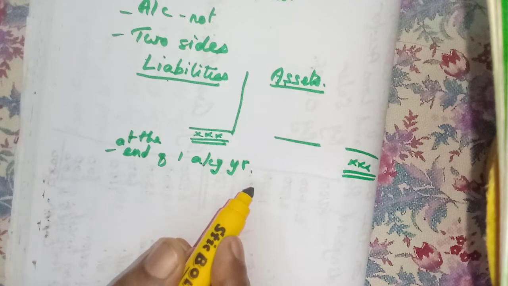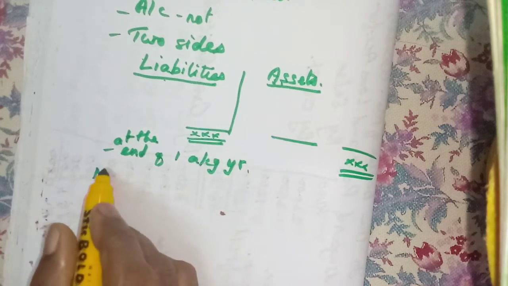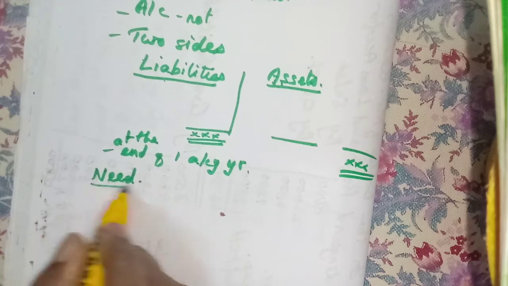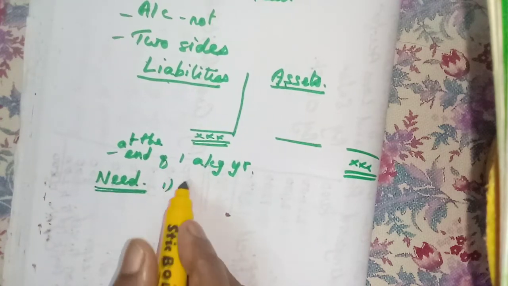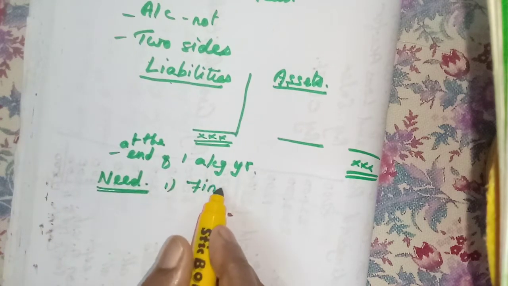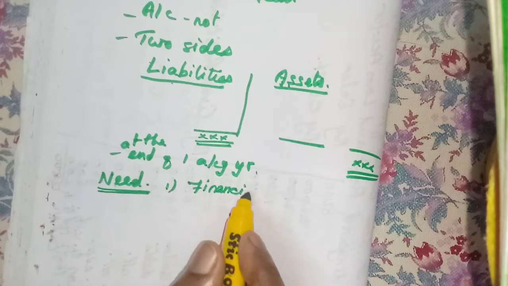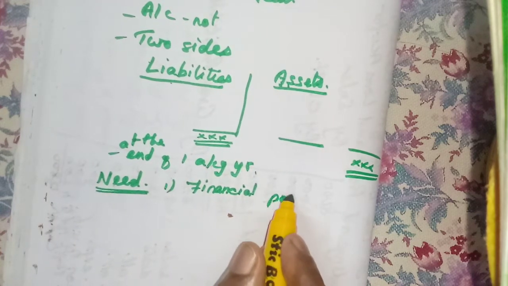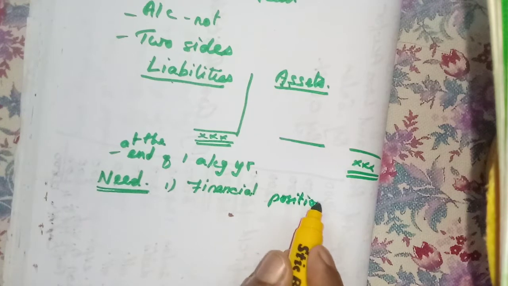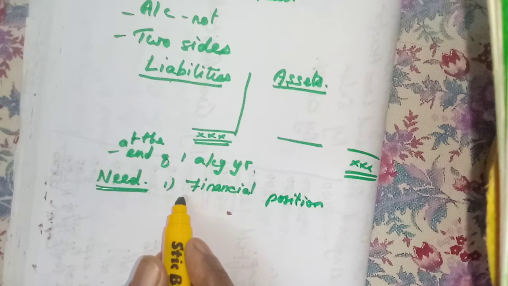And what is the need for preparing this balance sheet? What can we find out? We know the financial position. From the beginning we are learning this, isn't it? The financial position can be ascertained from the balance sheet, the true financial position.